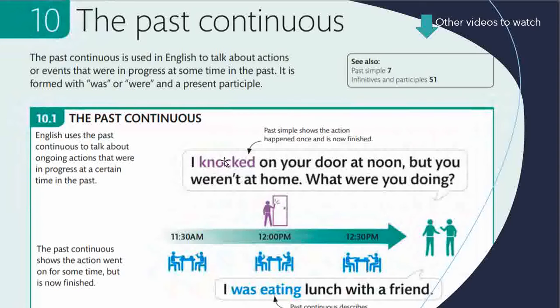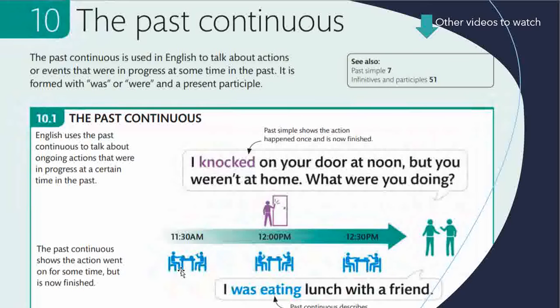Now let us see this. I knocked is simple past tense. Now let us see the past continuous tense. The past continuous tense shows an action that went on for some time but is now finished. That means the action continued in the past, but in the present zone it is not there anymore.